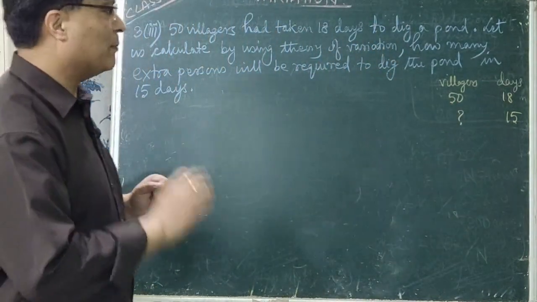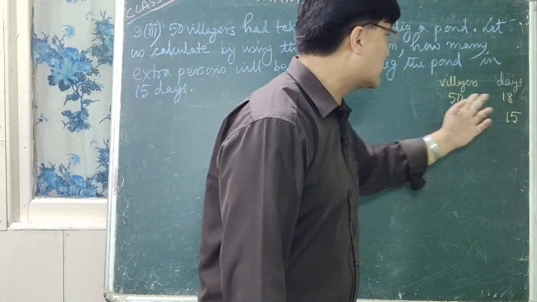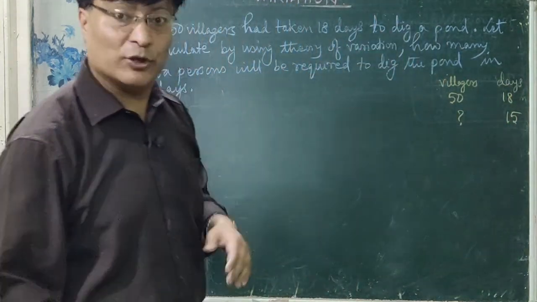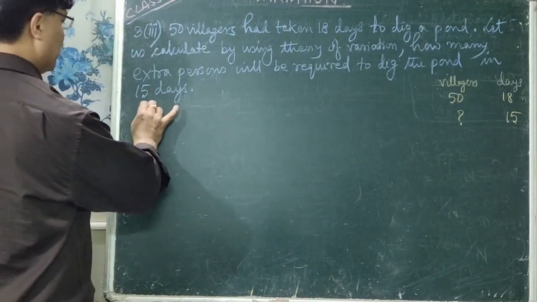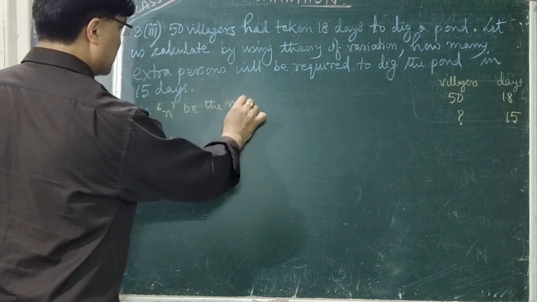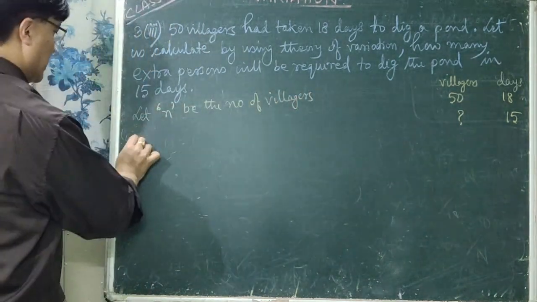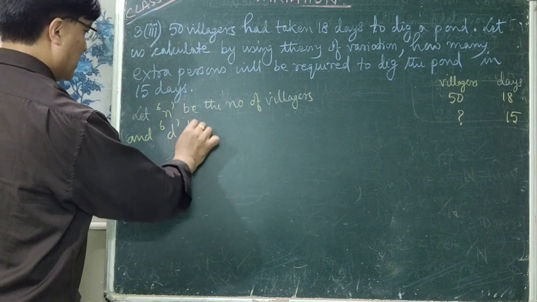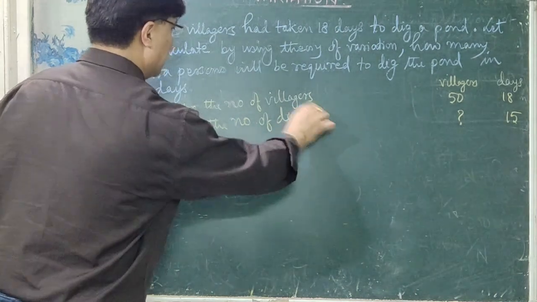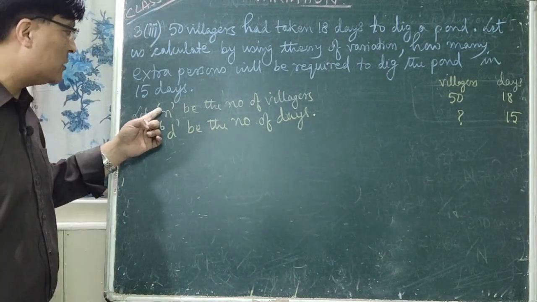ठीक छ, पहिला हामी के निकाल्यौं, यदि 18 दिनमा काम सक्दैछ 50 भिलेजर्सले, 15 दिनमा काम सक्छ कति जना भिलेजर्स चाहियो त्यो निकाल्नु पहिला. So let small n be the number of villagers, and small d be the number of days. So what type of relation are there in between these two variables n and d?